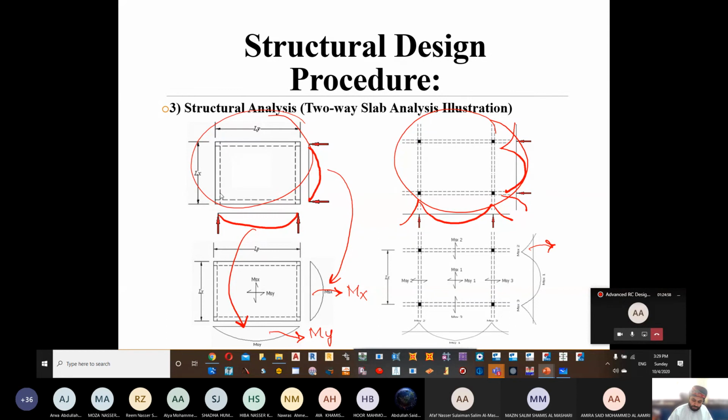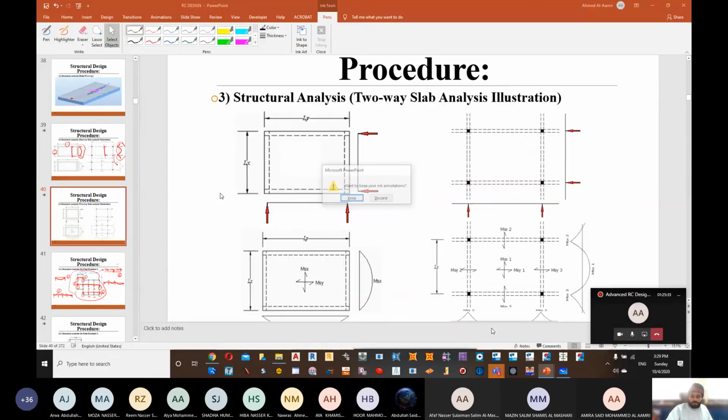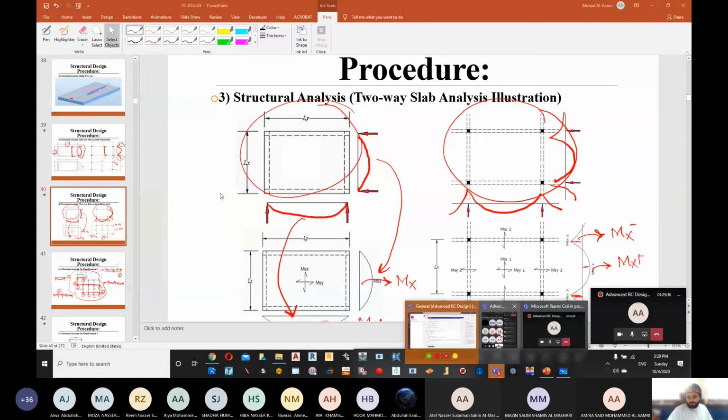Here we have one moment for X, and this is going to be negative because it's up. This is going to be Mx positive because it's down. This drawing is for Y, so this is going to be My. Because it's up, it's going to be negative. This one, because it's down, is going to be My positive. So here we can see that we have 4 moments. 1, 2. This one is the same as this one. So 2 for X. This is for Y, and this is the other one for Y. Are we fine?